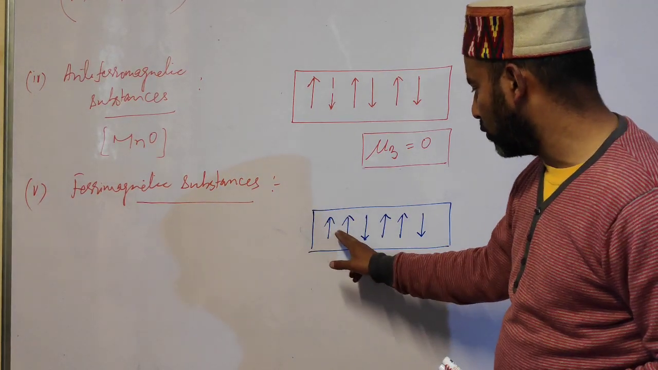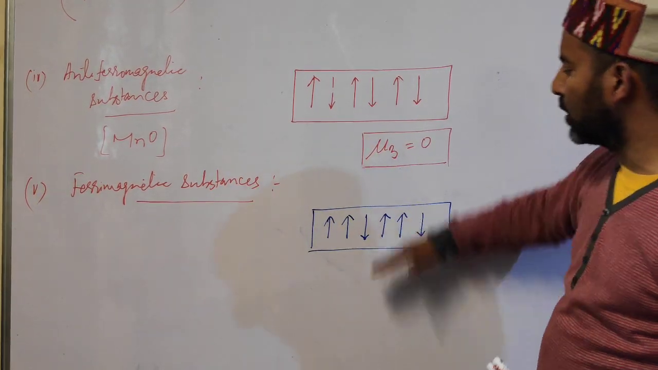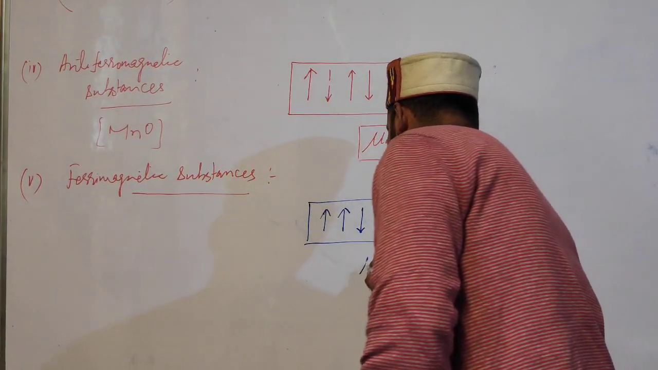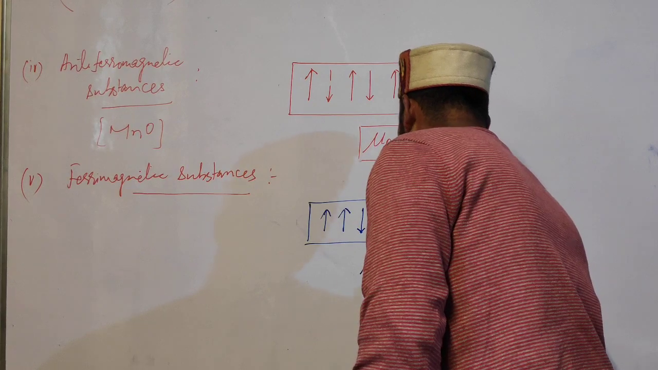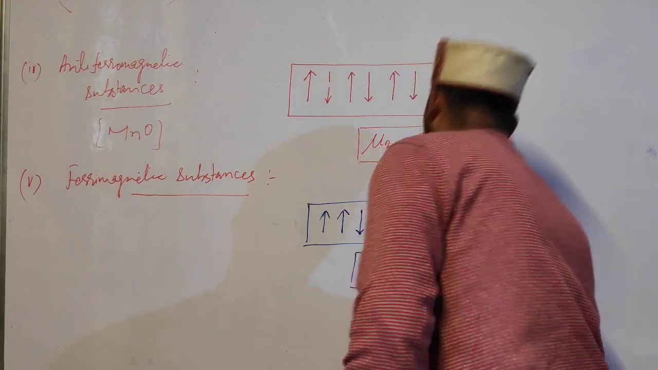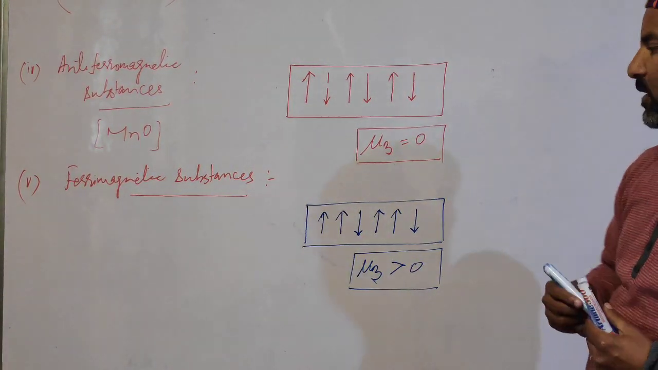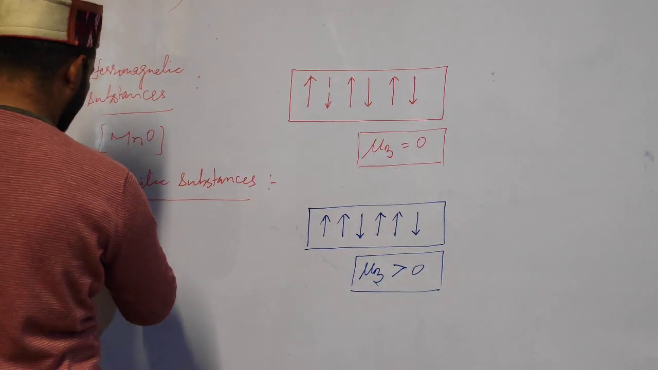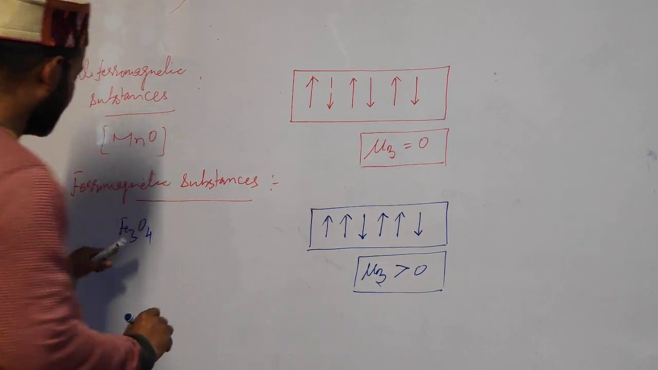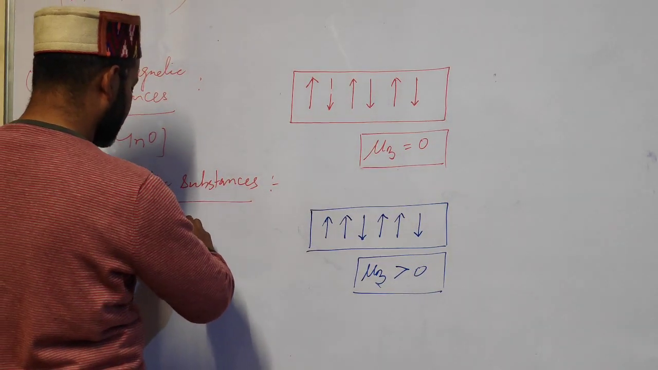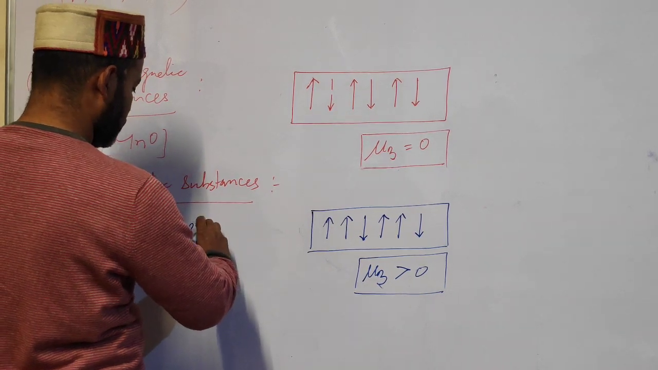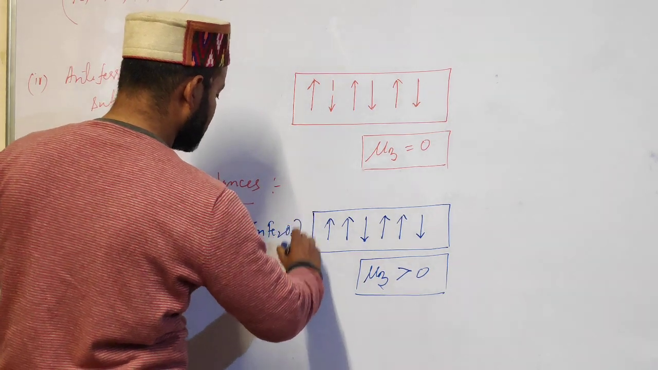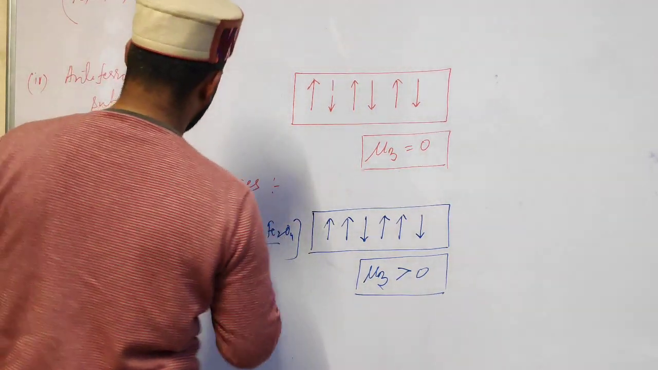Means you see 1, 2, 3, 4. So 4 domains have magnetic moments in the upward direction, only 2 have in the downward. So here the net magnetic moment will be greater than 0. So these are called ferrimagnetic substances. Now students, the common examples of ferrimagnetic substances are magnetite, that is Fe3O4, then ferrites like MgFe2O4, or zinc ferrite, ZnFe2O4. So these oxides are called ferrimagnetic substances.